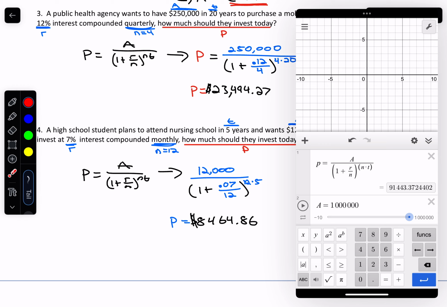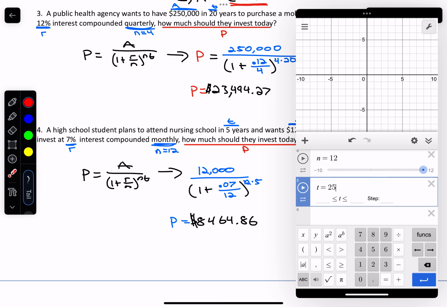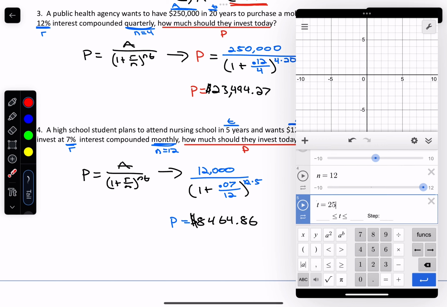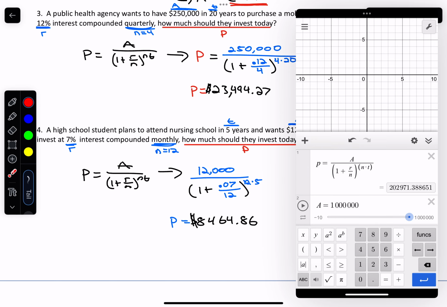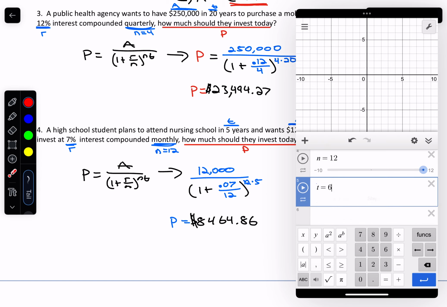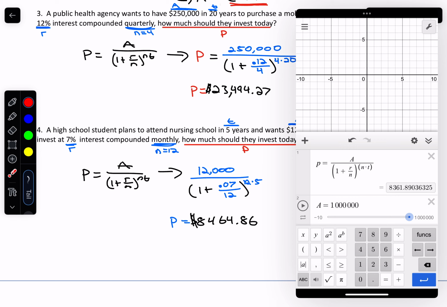So notice by waiting, it went way up. We're trying to get to the same goal at the end. But in order to get to that goal, the longer we wait, the bigger that investment needs to be. If we wait even longer, let's say we only have 25 years, well, now I need to invest 136,000. Let's say I only have 20 years. Now I need to invest 202,000. But let's go the opposite. What if I have 60 years? Okay, not very many of us hopefully have 60 years to retirement, but if you did, wow, then you only need to invest $8,000.